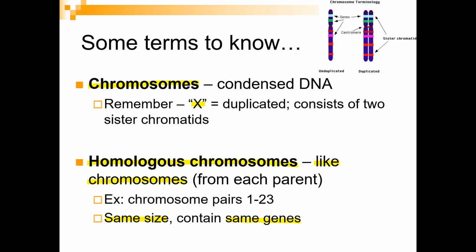One may say tall, one may say short. One may say curly hair, one may say straight hair. Even though they're the same genetic information, there are different versions of those genes called alleles. So while they're the same, they are not identical, okay? And that's important to understand. That's how we get variety through sexual reproduction.